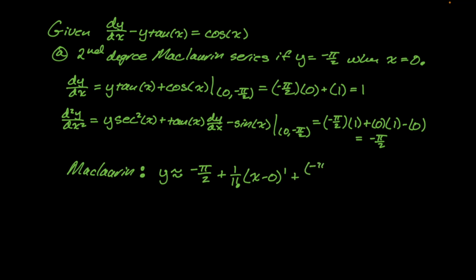So our second derivative was negative pi over 2 over 2 factorial, and then x minus 0 to the second. You can, generally speaking, just leave this the way it is. I cleaned it up for no apparent reason, and I ended up with this. That's the answer to part A. This is very much a BC question. You have to know how to do this.